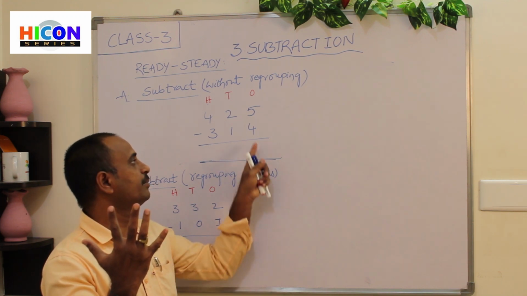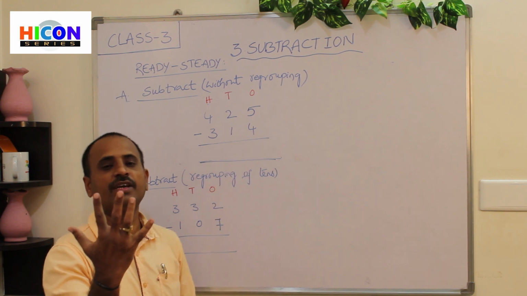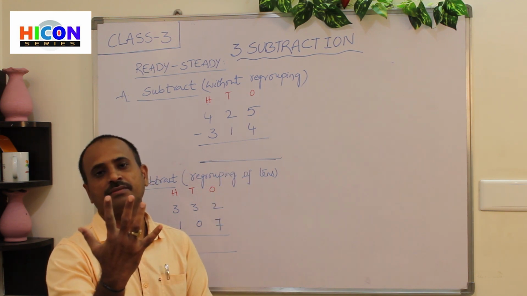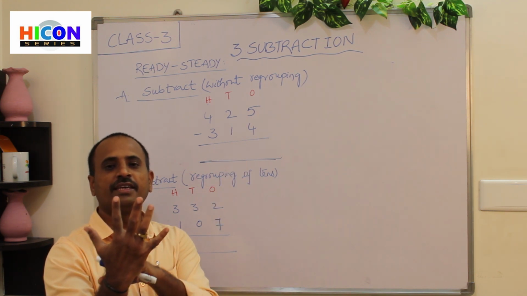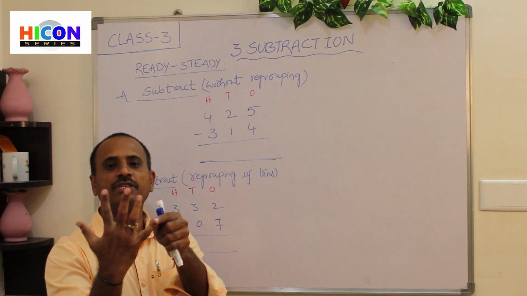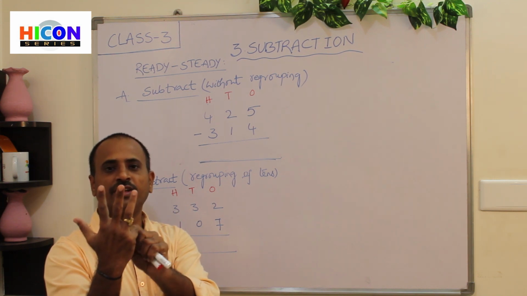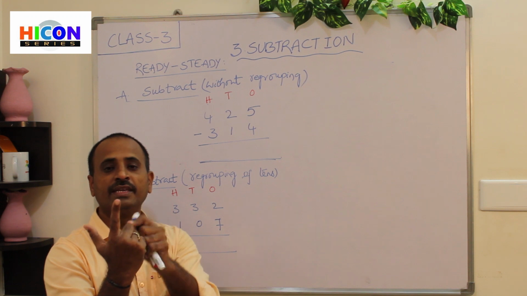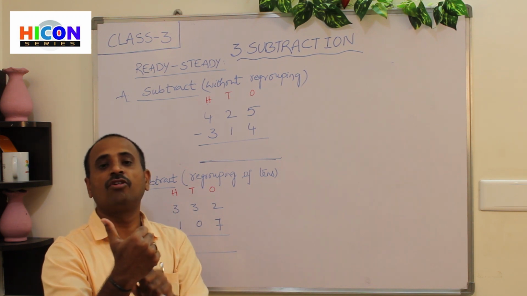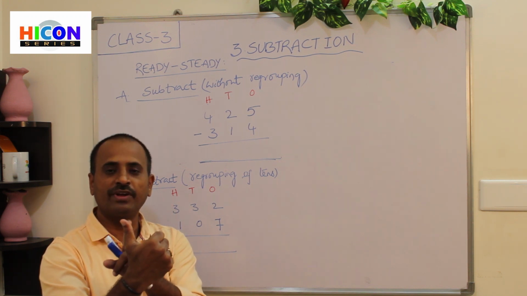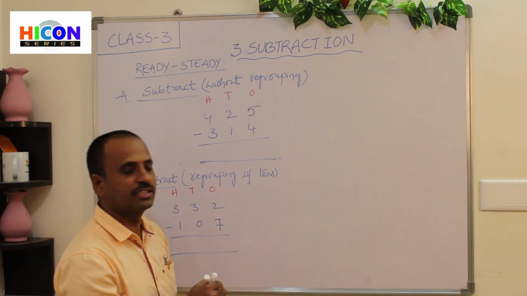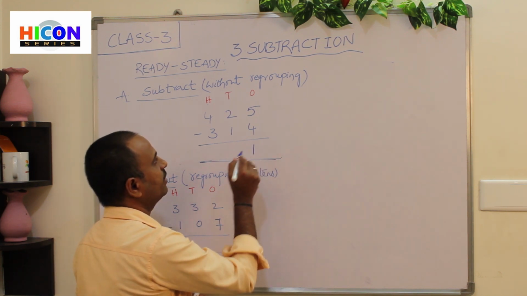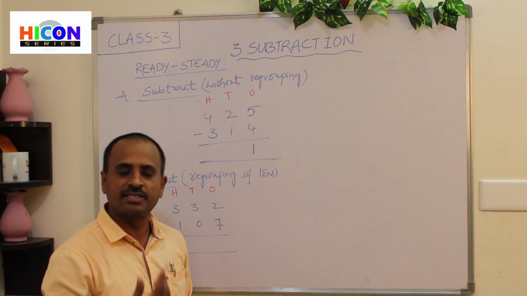What is the second number here? 4. So close 4 fingers among these 5 fingers. I am closing 4 fingers. See, children, 1, 2, 3, 4. How many fingers are left here? 1 finger is left. So the answer is 1. Write 1 under the ones place. The ones place is completed.